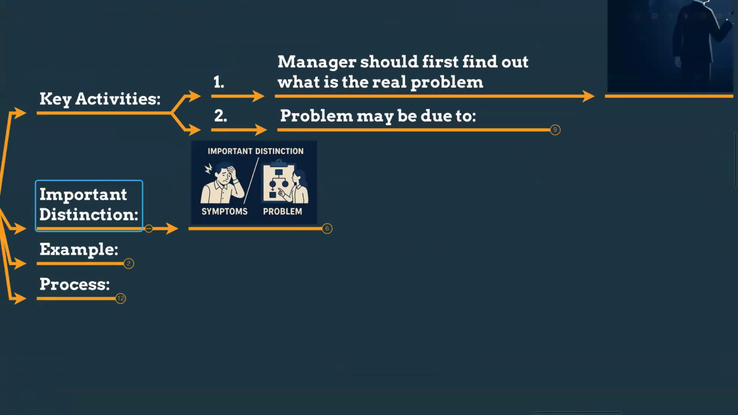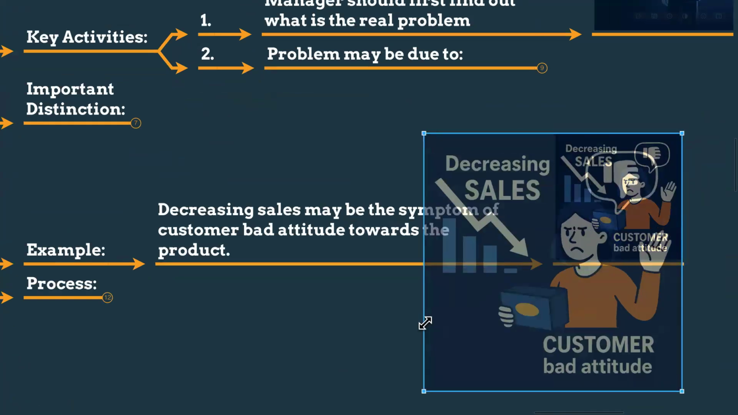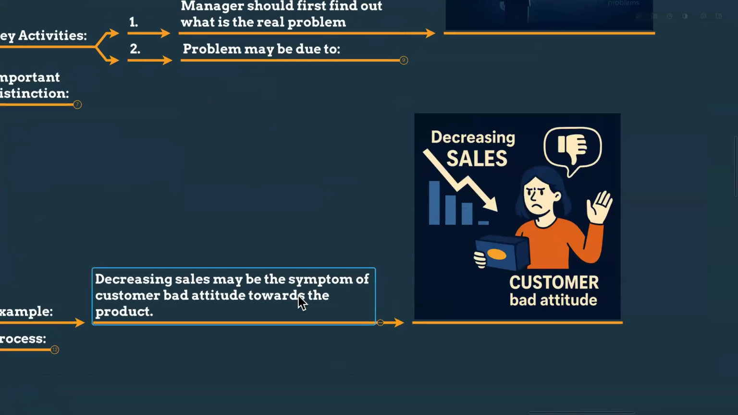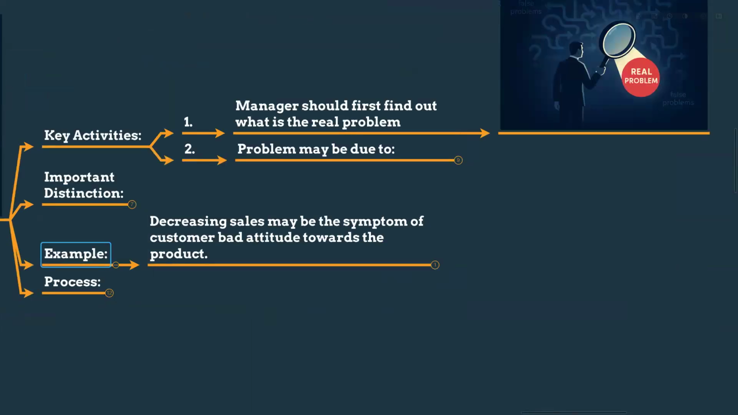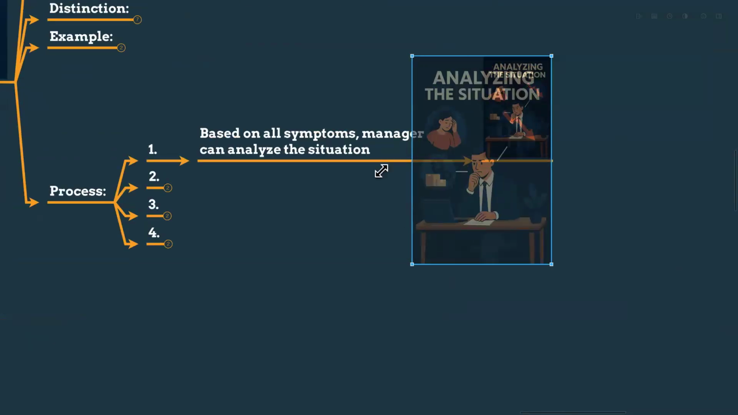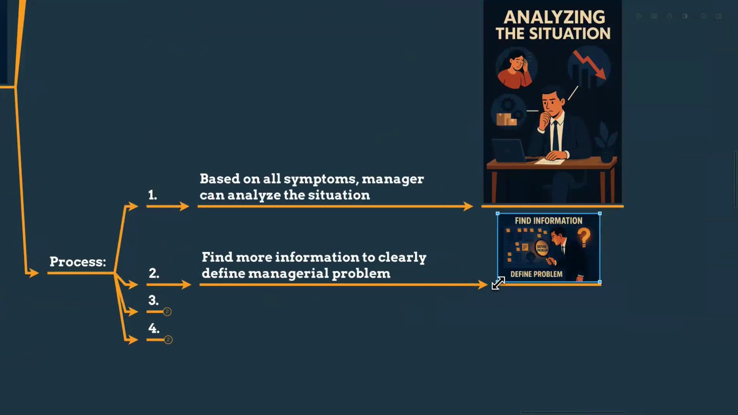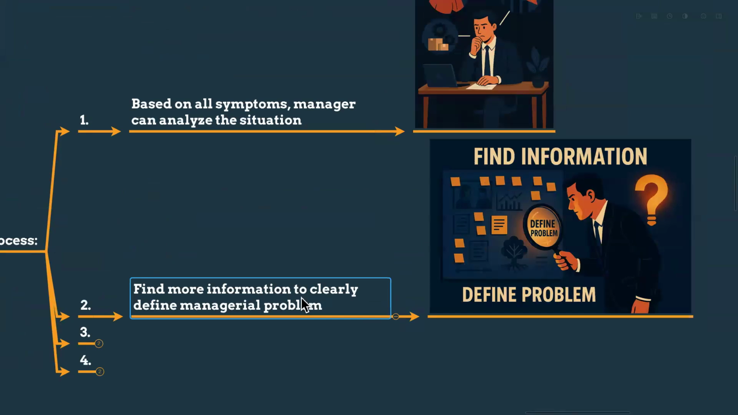The symptom will show there is a problem. So for example, decreasing sales may be the symptom of the customers' bad attitude towards the product, right? Because of the customers' bad attitude, sales are decreasing. So decreasing sales is not the problem. That is the symptom. So based on the symptoms, the manager can analyze the situation, why the symptom is coming, and you can find more information to clearly define the managerial problem you're facing, right?